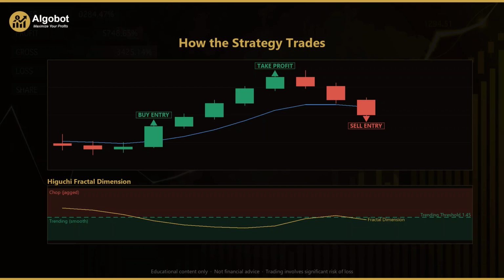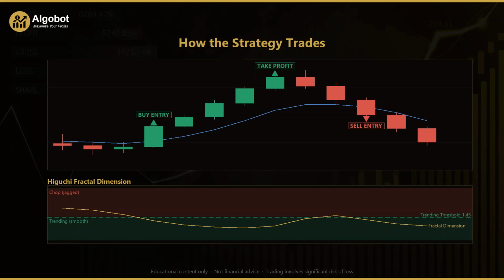Then the character of the market changes. Near the highs, price stalls, prints a couple of hesitant candles, and the fractal dimension ticks back up toward the threshold as the smoothness fades. The EA doesn't chase. It simply waits for the next qualified setup.